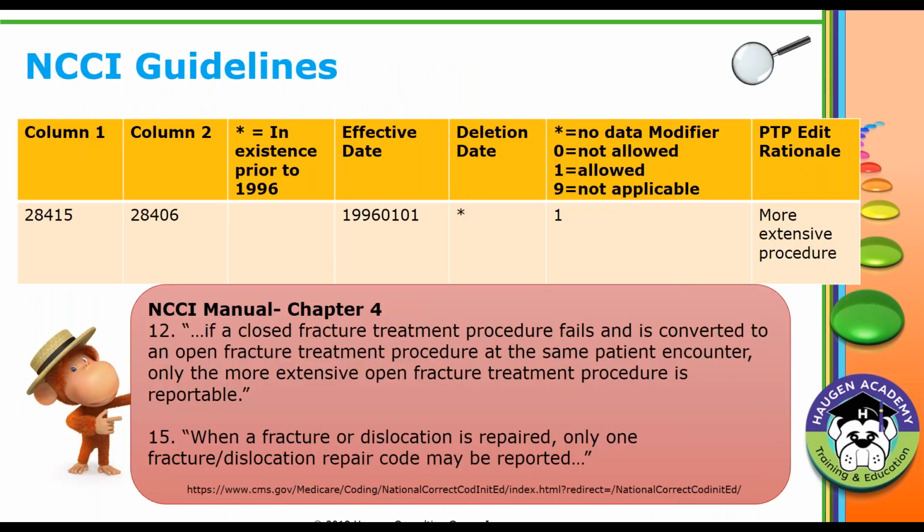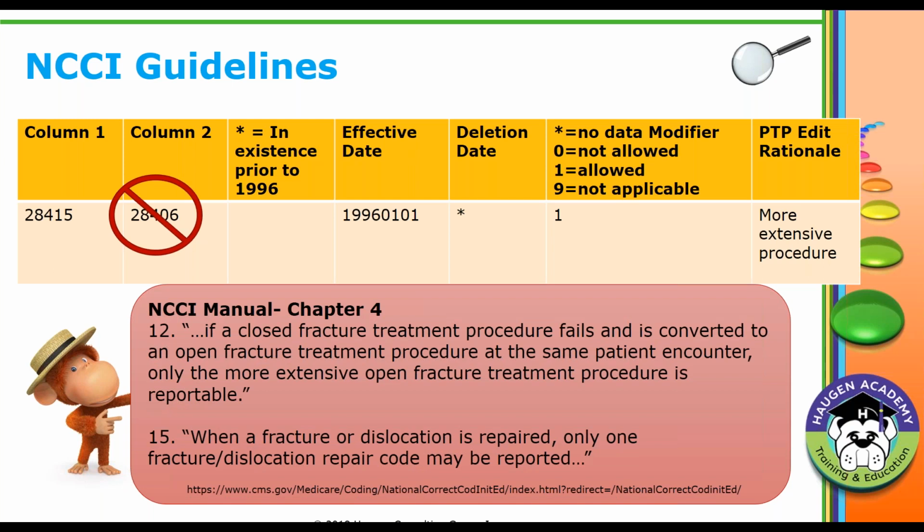So before coding any multiple procedures, we would always recommend you check NCCI guidelines. This will just save you from unnecessary denials, unbundling, and help make sure you're coding correctly. So this is posted online. You can see the table and you can see the NCCI manual.